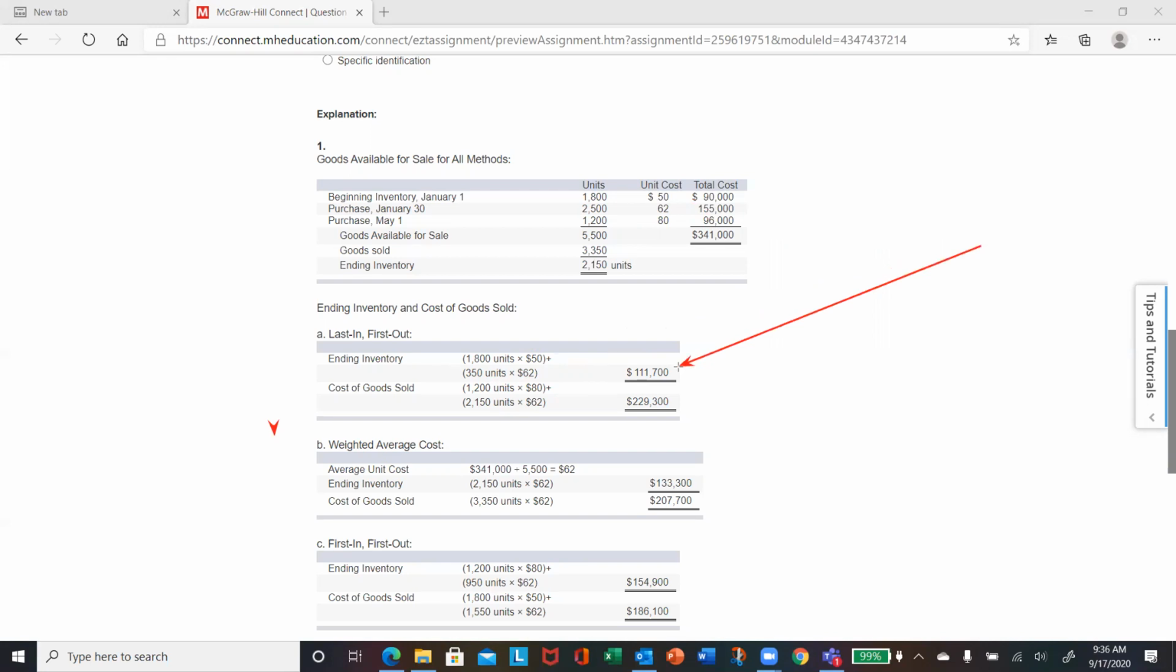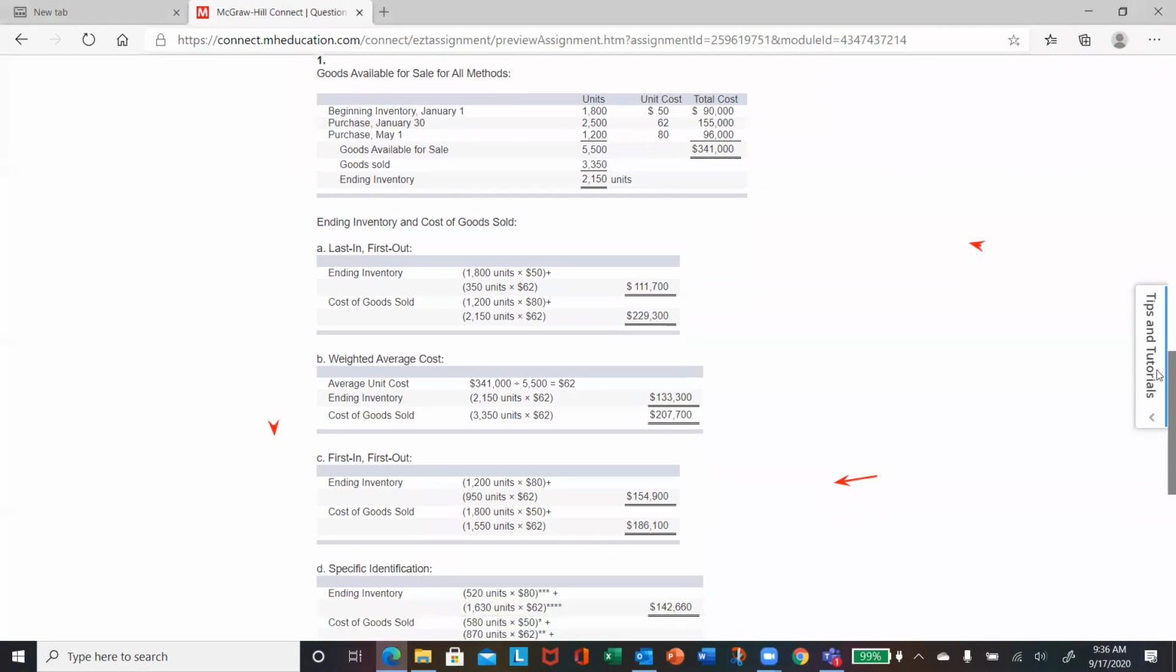Cost of goods sold, again, you're going last in, first out, so you kind of go backwards, so 1200 right there, plus the 2150, which is the next pool. Multiply those out, and you get your cost of goods sold. Weighted average, you of course would take the 341 divided by 550, and they get $62 as your average. And then you just multiply that respectively by your ending inventory units and your cost of goods sold units.